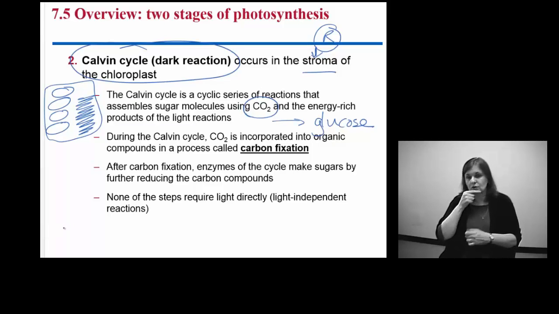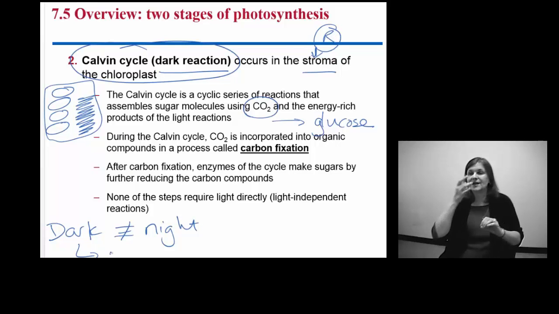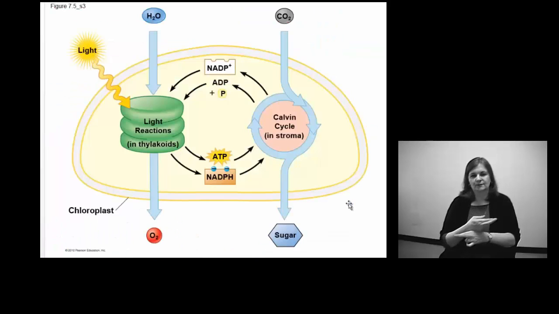Plants only produce glucose in the dark reaction. Dark reactions do not have to occur at night. The dark in this case refers to no sunlight needed, or something we refer to as light-independent reactions.